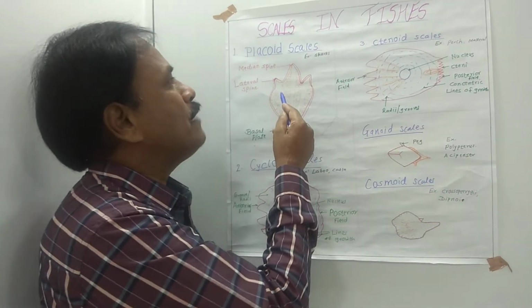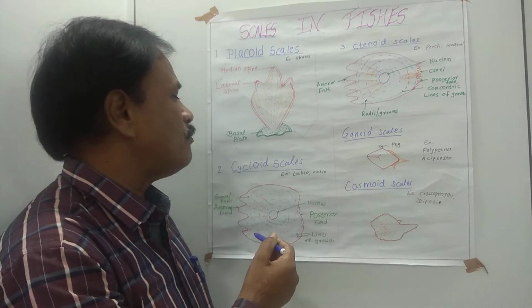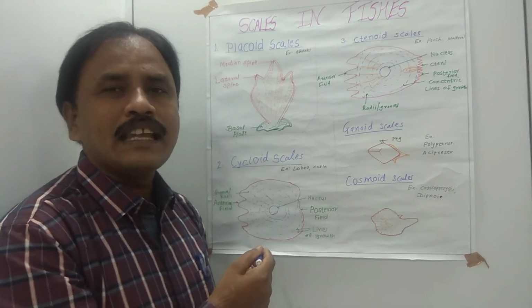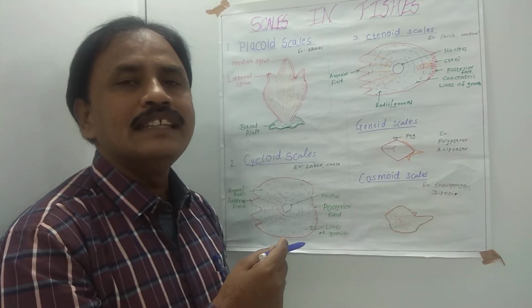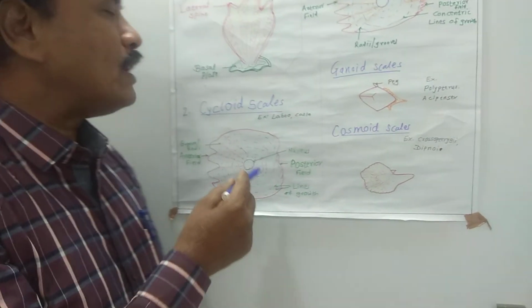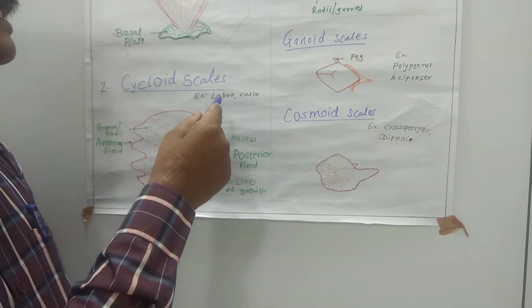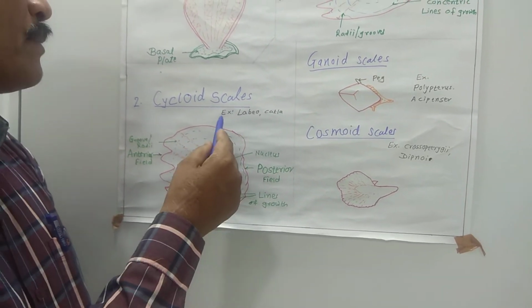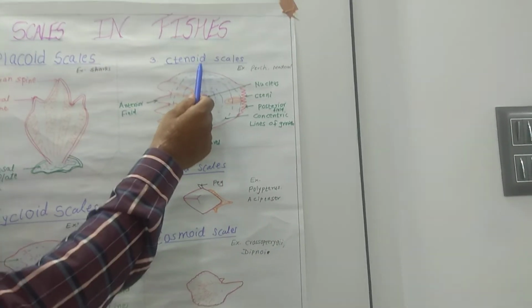So this first type is called the placoid scale. The second type is the non-placoid scale. The non-placoid scales are not plate-like, but are translucent in nature. Basically, they have bony ridges and the bony ridges are of two types. One is called the cycloid scale and the second is called the ctenoid scale.